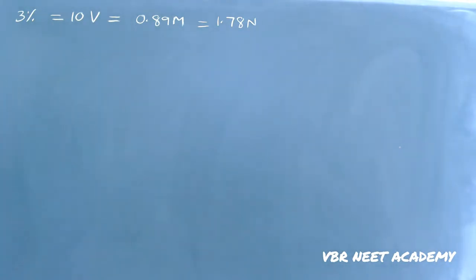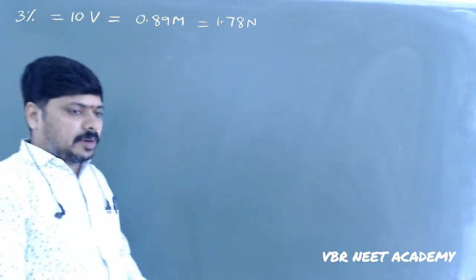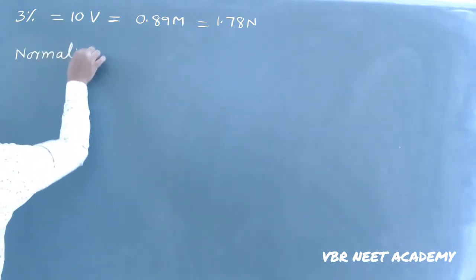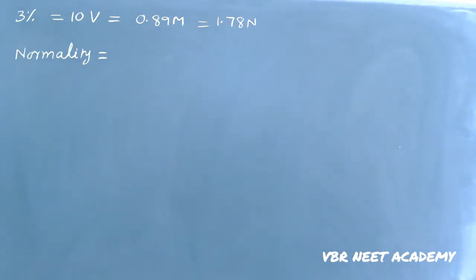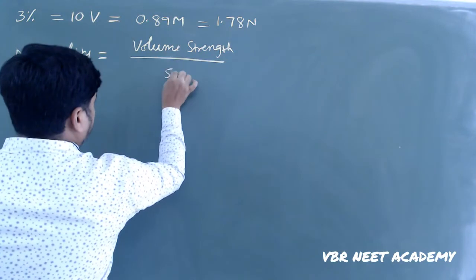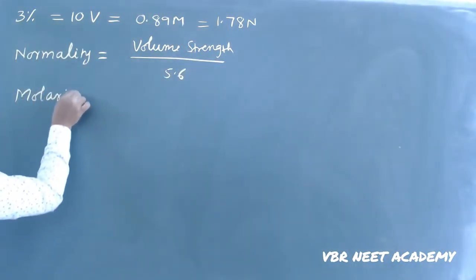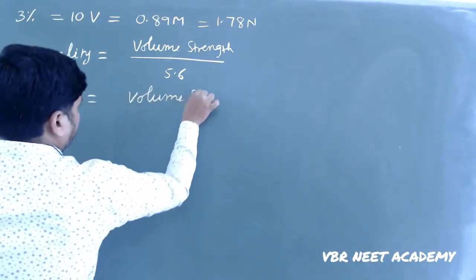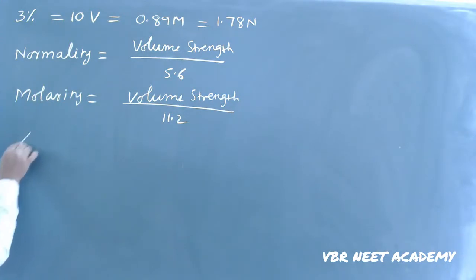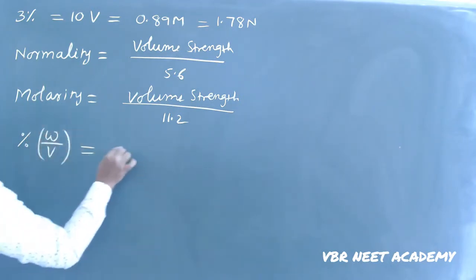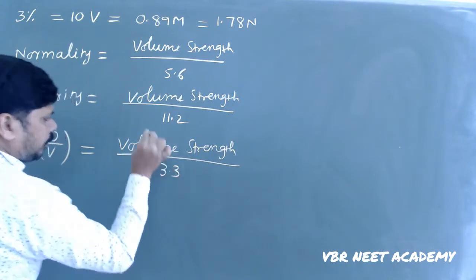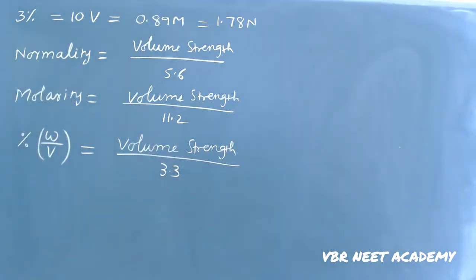Now when we see the questions, sometimes they are asking for normality and volume strength. So what calculations can you use? Normality is equal to volume strength by 5.6. Molarity is volume strength by 11.2. If they give you the weight by volume percentage, it is volume strength by 3.3. This is what we are going to have.